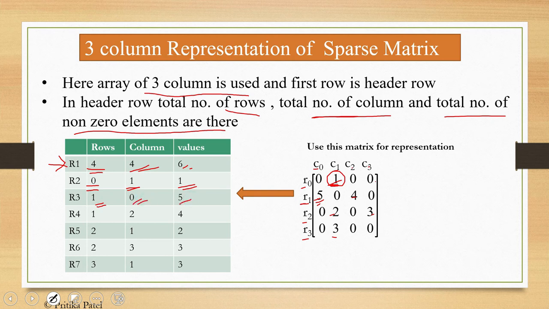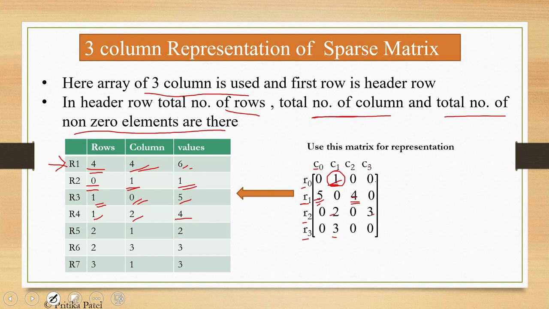Again, see which elements are there. Here one non-zero element is there, which is 4. So row 1 and column 2 have element 4. Now no other non-zero element is there.